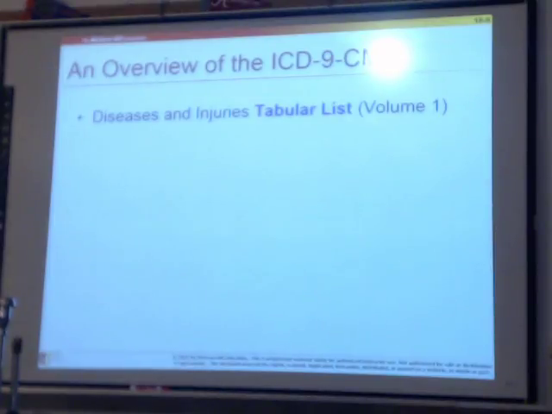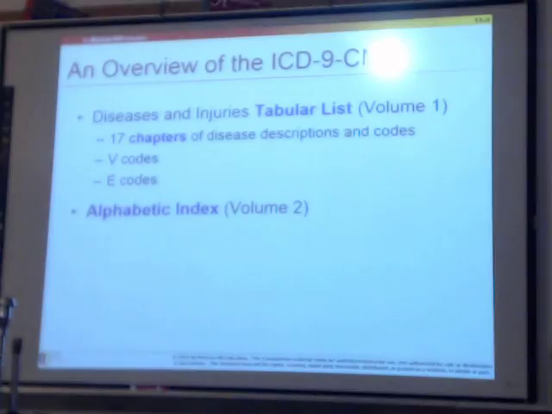I'm going to talk to you just a little bit about ICD-9 so that ICD-10 will make a little more sense. So ICD-9 came in 3 volumes. It had a tabular volume, which basically had little sections on the outside, and it was the disease and injury, and it had 17 chapters of disease descriptions and codes. It had V codes and E codes. V codes were treatment codes, and E codes were basically incident codes, like if someone fell. So V codes were like if you needed physical therapy or IV therapy or other kinds of treatment codes. Those were what those were.